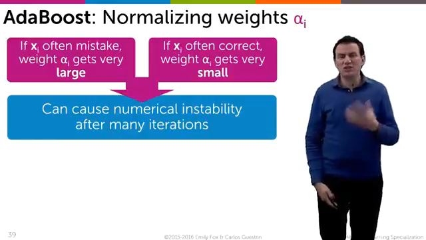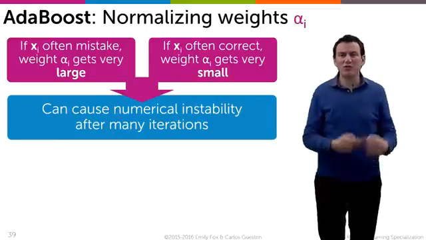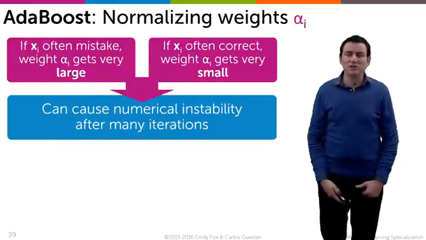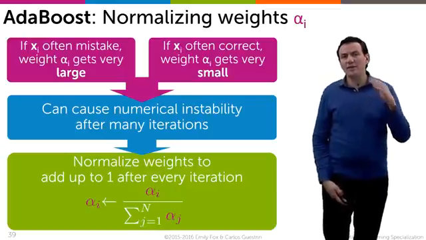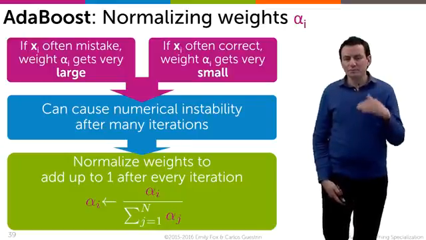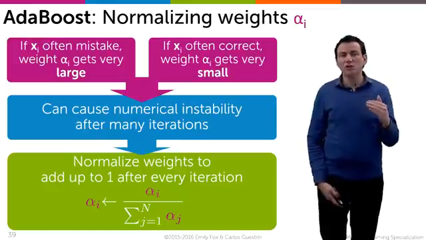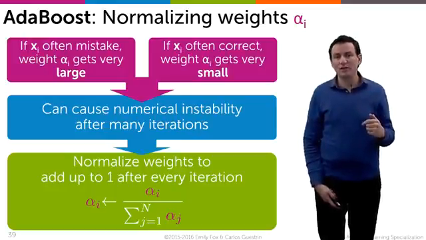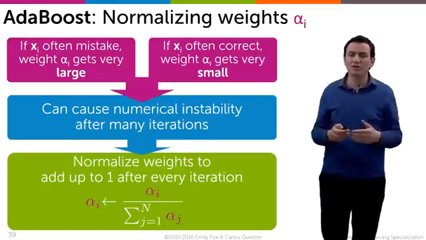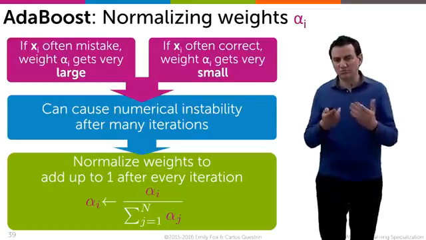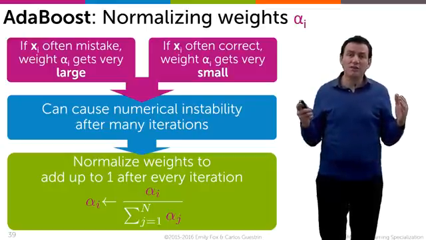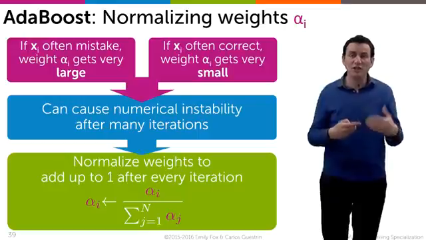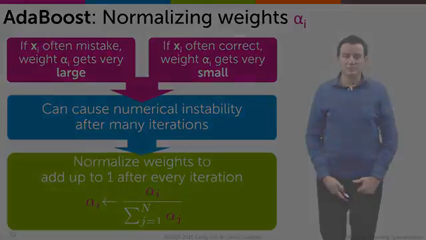And so your computer might not behave very well with all this crazy weighted data. And so what we do is after each iteration, we go ahead and normalize the weight of all data points to add up to 1. So basically, we divide each alpha i by the sum over the data points of alpha i. So this approach keeps the weights in a reasonable range and avoids numerical instability.